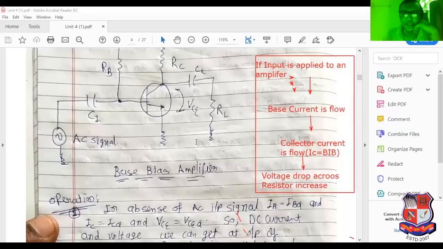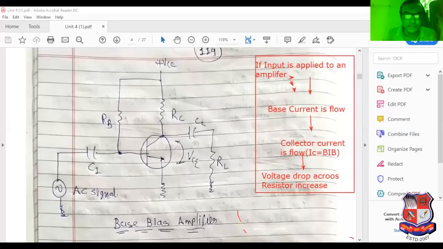Another important thing that I have mentioned here: what is the importance of plus VCC? What is the requirement of plus VCC that I have introduced here? Plus VCC is used to amplify the signal in a faithful manner. Remember that point. That's why plus VCC is useful.